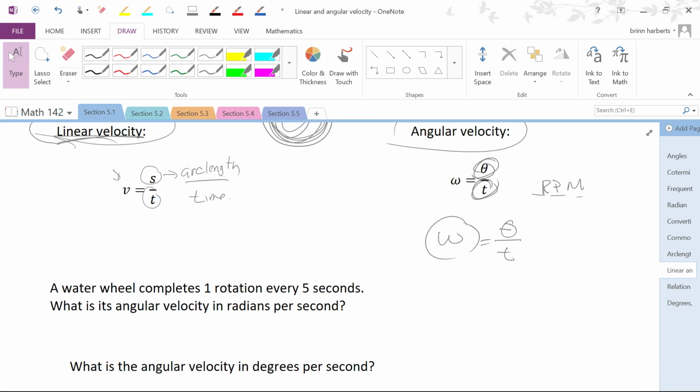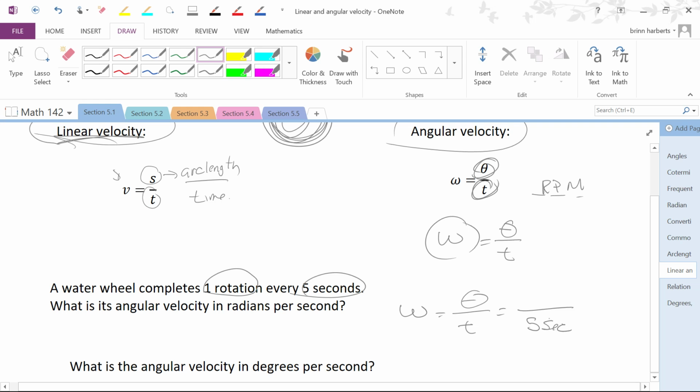Okay. So it says a water wheel completes a rotation every 5 seconds. Okay. What's the angular velocity in radians per second? So it says 1 rotation every 5 seconds. Angular velocity is the Greek letter omega, it looks like a W, is theta divided by time. My time is 5 seconds. Okay. I want to change this. I could write 1 rotation. That's an angular velocity. That works because it tells you how much it spins in a certain amount of time.